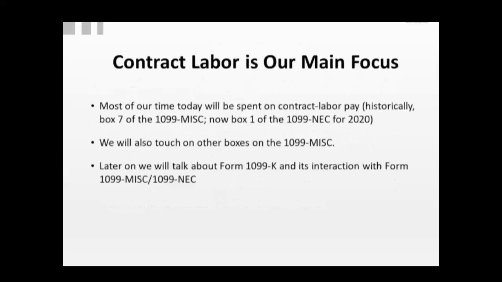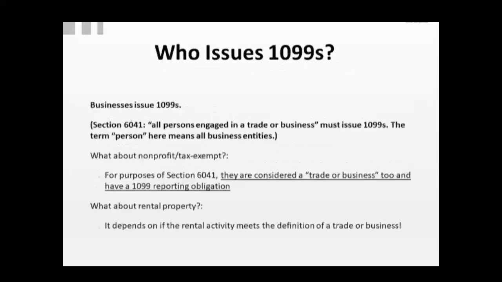So let's back up a little bit and talk about the basics of 1099. Most of what we talk about today will be contract labor pay. So what used to be box 7 of the 1099 miscellaneous and now box 1 of the 1099 NEC. That's where the vast majority of our time will be spent. We will talk about other boxes on the 1099 miscellaneous as well, like box 1 rent, box 2 royalties. And then later on we'll talk about the 1099K and its interaction with the 1099 miscellaneous and 1099 NEC.